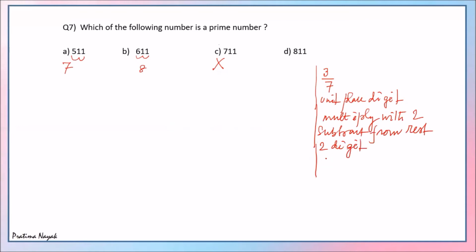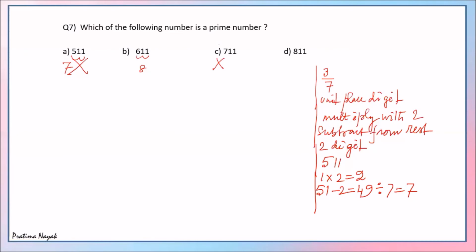So 5, 1, 1. I'm testing with 5, 1, 1. 1 into 2 is equal to how much? 2. So 51 minus 2, how much? 49. Is it a multiple of 7? Yes. So this is divisible by 7. So this is not a prime number. Now we have cancelled these two. Rest 2 are there. Next, let us test 611. 611 will not be divisible by 7 if I go this way.